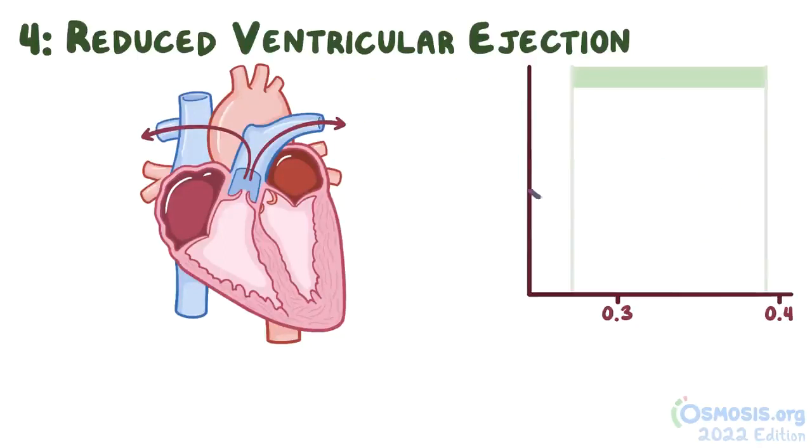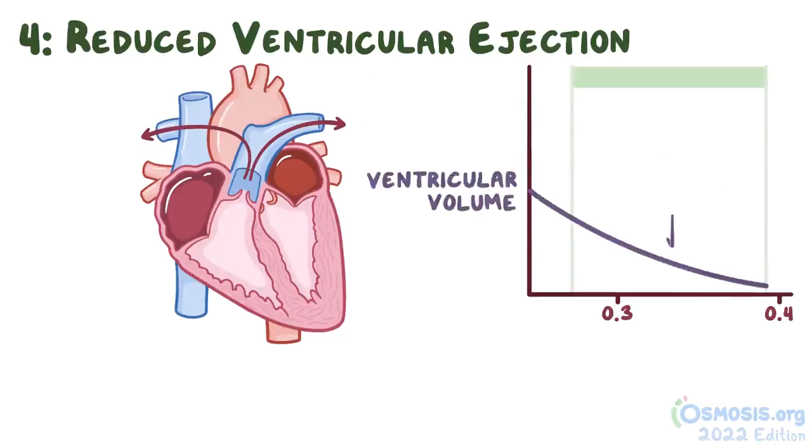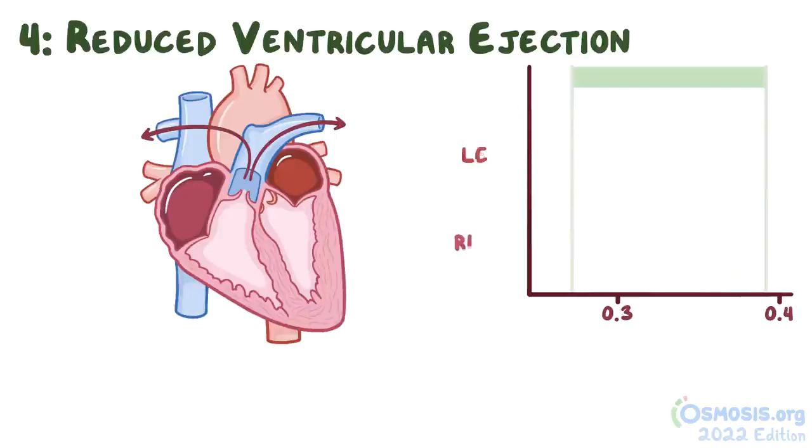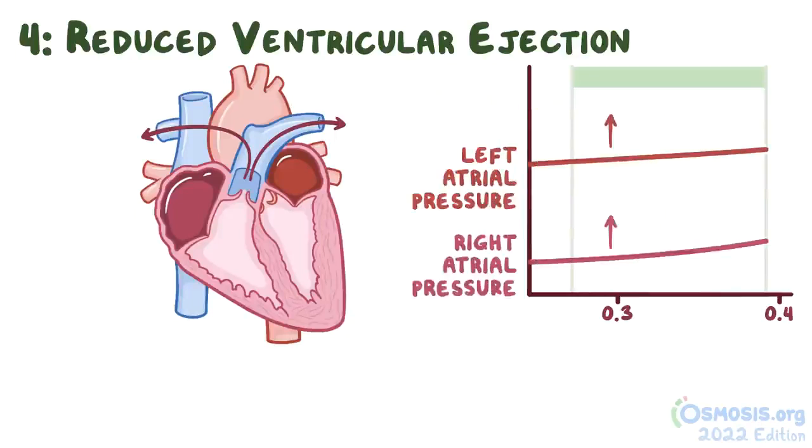In addition, the volume within the ventricle gradually continues to fall because the blood is still moving out of the ventricle but at a slower rate. At the same time, aortic pressure also starts to fall since there's less blood leaving the ventricle. On the other hand, the pressure within the atria starts to increase because they continue to collect blood that will be used during the next cardiac cycle.